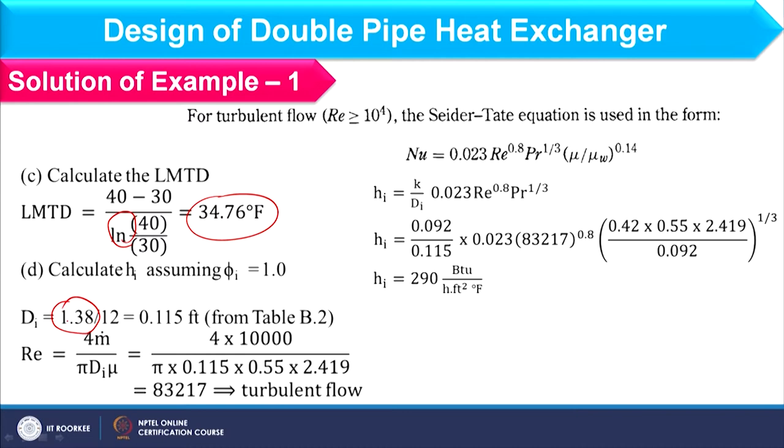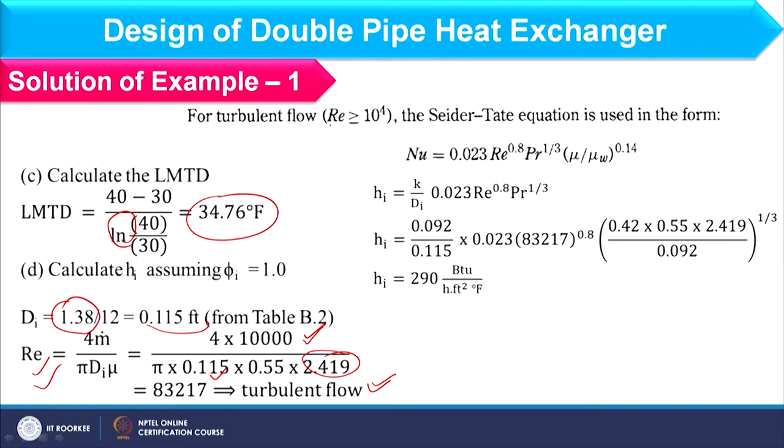So, you see here, I already have 1.38 as the inner diameter, and that is in inches, so we can convert that into feet, and then we can calculate the Reynolds number, fine. That corresponds to benzene, so the 10,000 pound per hour flow rate of benzene is given. Now here we have this pi DI mu, so DI you have already calculated, and 0.55 is the viscosity of benzene, fine, if you refer to the property table, and 2.419, this is basically the conversion, okay, because that viscosity is available in centipoise. So, considering these values, we can obtain the Reynolds number as 83217, and it falls under the turbulent flow zone.